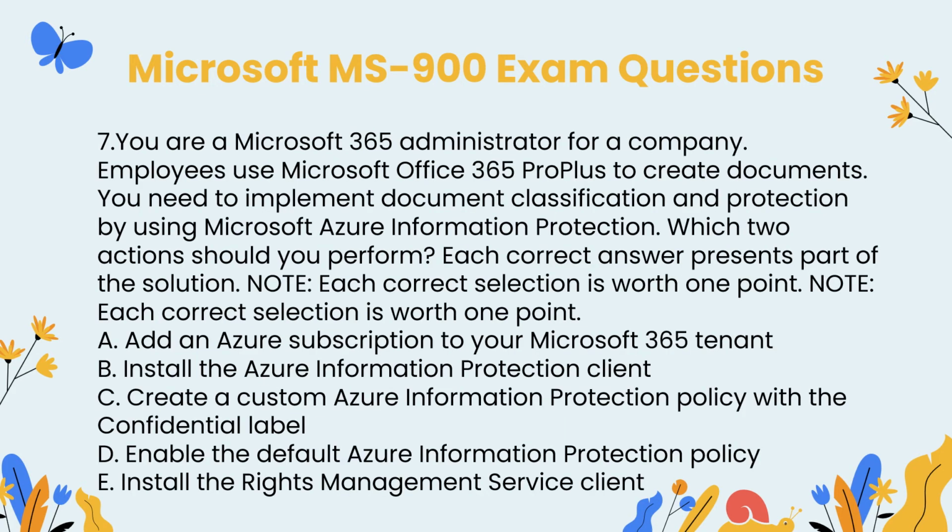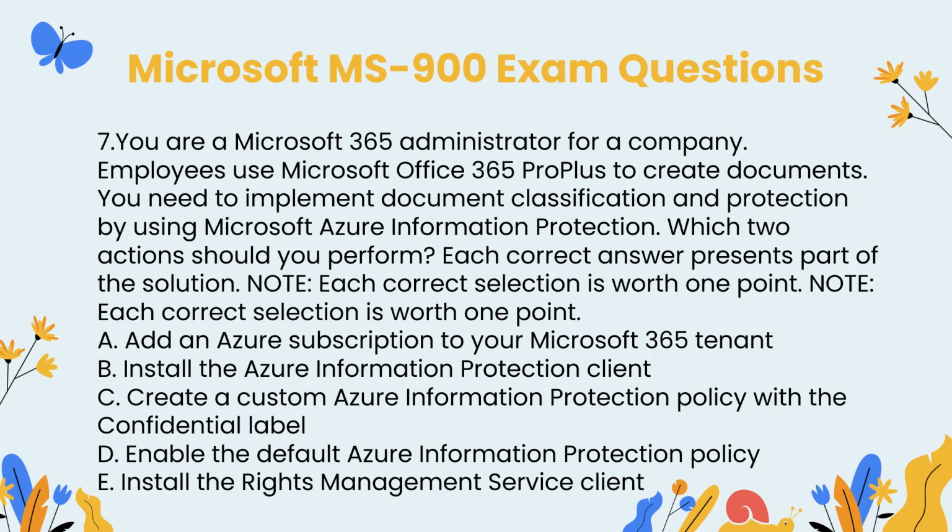7. You are a Microsoft 365 administrator for a company. Employees use Microsoft Office 365 ProPlus to create documents. You need to implement document classification and protection by using Microsoft Azure Information Protection. Which two actions should you perform? Each correct answer presents part of the solution. Note: each correct selection is worth 1 point.